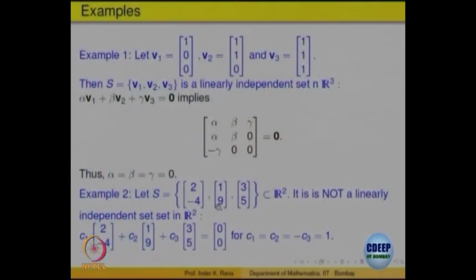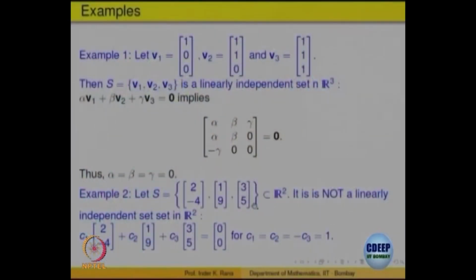This phenomenon we will observe, and it is going to happen very often. These are 3 vectors of 2 components each. So whenever you have a collection of vectors where the number of components is less than the number of vectors, they are always going to be linearly dependent vectors.